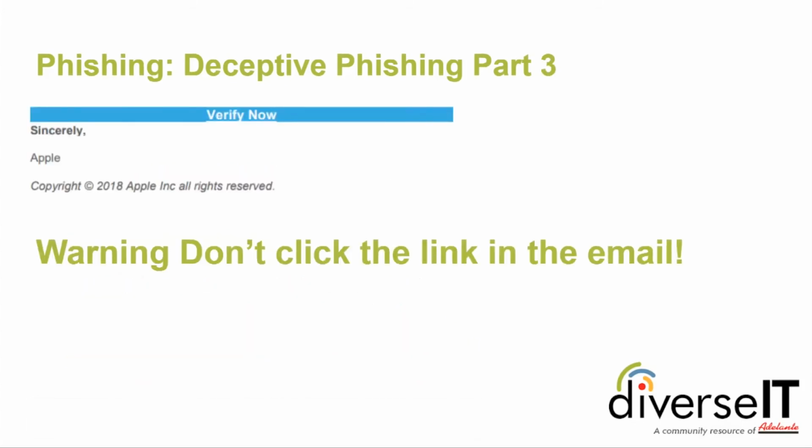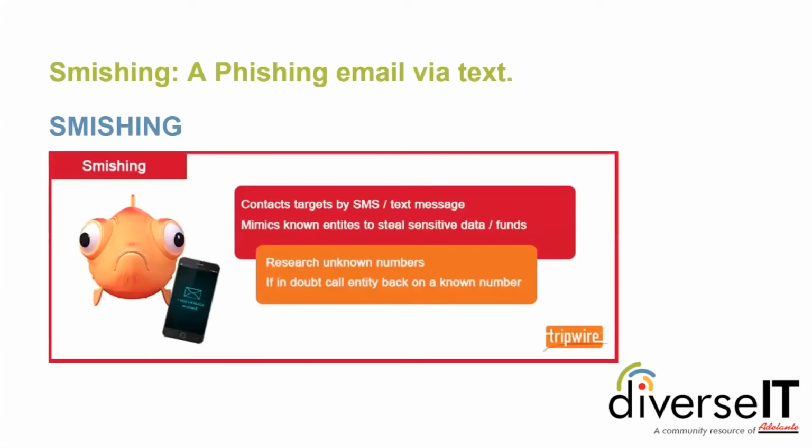We're going to take a look at another common one that's just getting a little bit more popular. This one is called smishing. It's a phishing email via text. So let's take a look at some of the elements of smishing briefly. Your contacts are targeted by text messages that mimic known entities to steal sensitive data or your funds. So this could be login credentials to your email, to your bank, and then research unknown numbers. If in doubt, call the entity back on a known number.